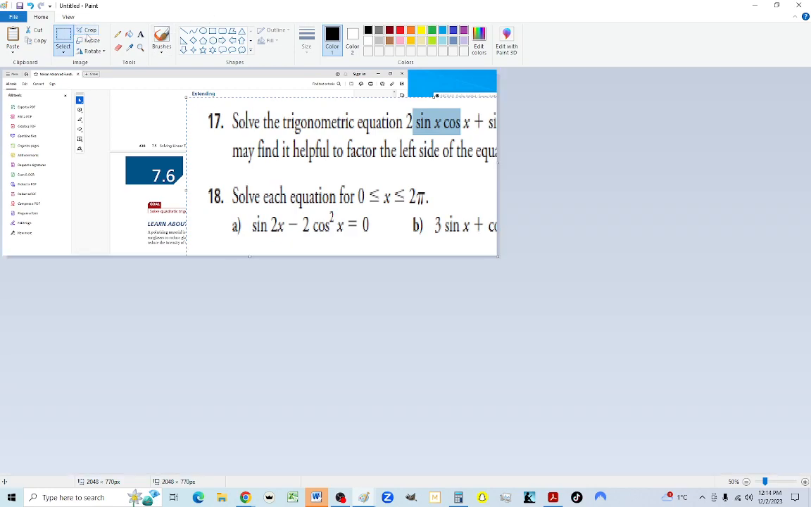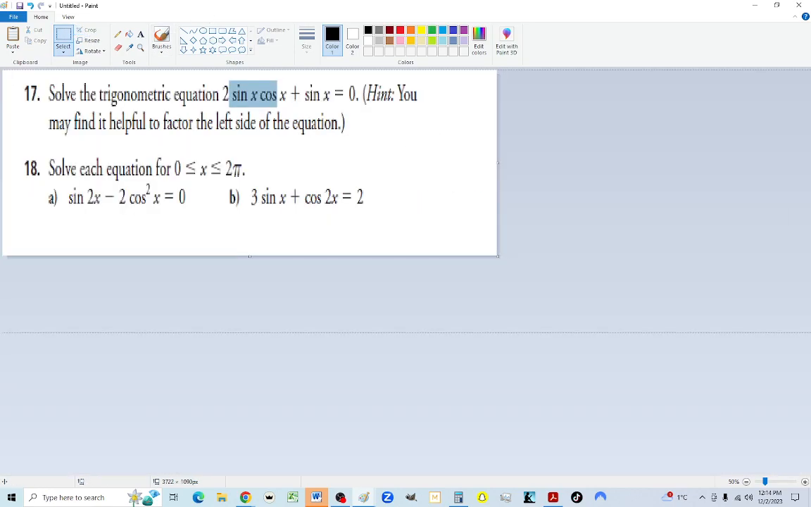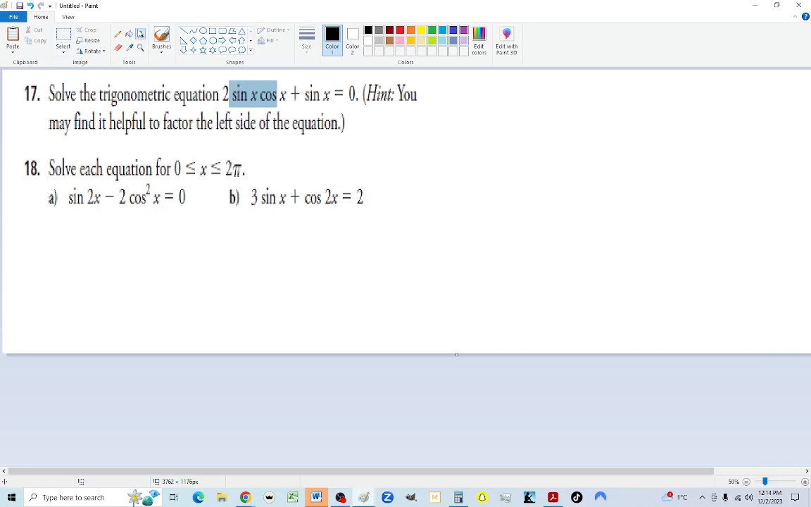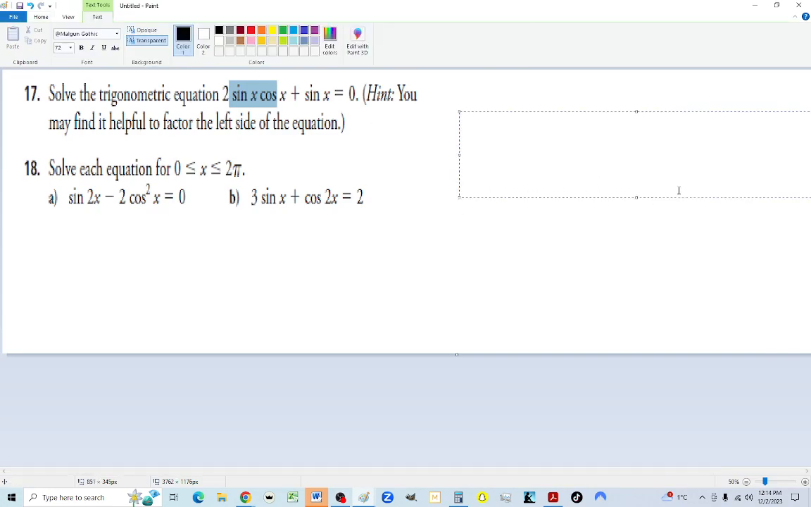Here we go. So yeah, this is another thing you're going to discover. It's going to come up a lot, is factoring. So if I factor out sine x from this, I get 2 cos x plus 1 is equal to 0. There's two possible answers, like any factoring. When is sine x equal to 0? And when is 2 cos x plus 1 equal to 0?